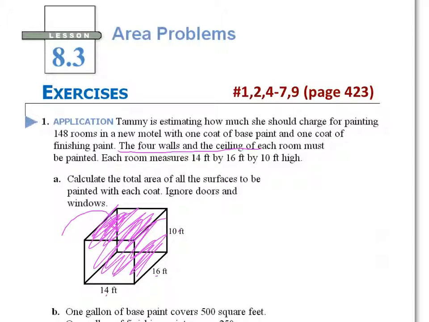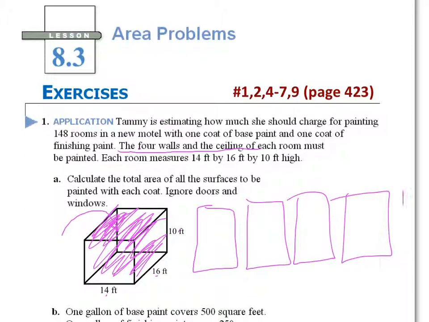We're looking for, what if we take the 4 walls and the ceiling, what if we paint just those? So let's look at the 4 walls. The front wall is 14 across and 10 tall, so this is a 14 by 10. The back wall is a 14 across and a 10 tall. The left and right walls are 16 by 10.